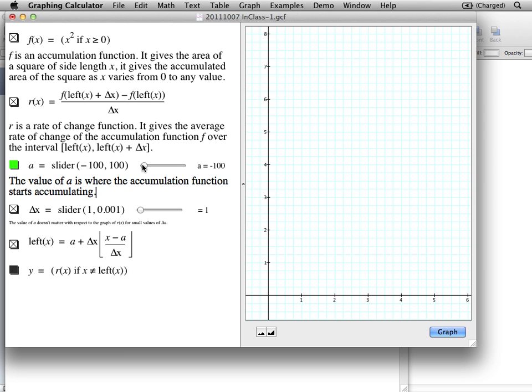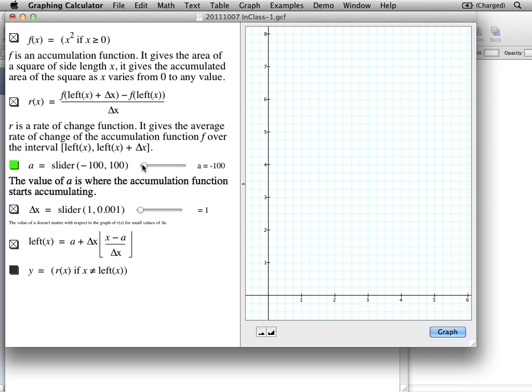What sense does that make? To talk about the accumulation starting from negative 100, but we're only looking at X from zero on and the delta X intervals from zero on. So we're only looking at the accumulation from X from zero on? Not quite. The accumulation is from wherever A starts, but we're only looking at the rate of change from 0 to 1. That's why A can be way off the screen, and we just ignore it, because we're looking at the rate of change over delta x intervals starting at 0.